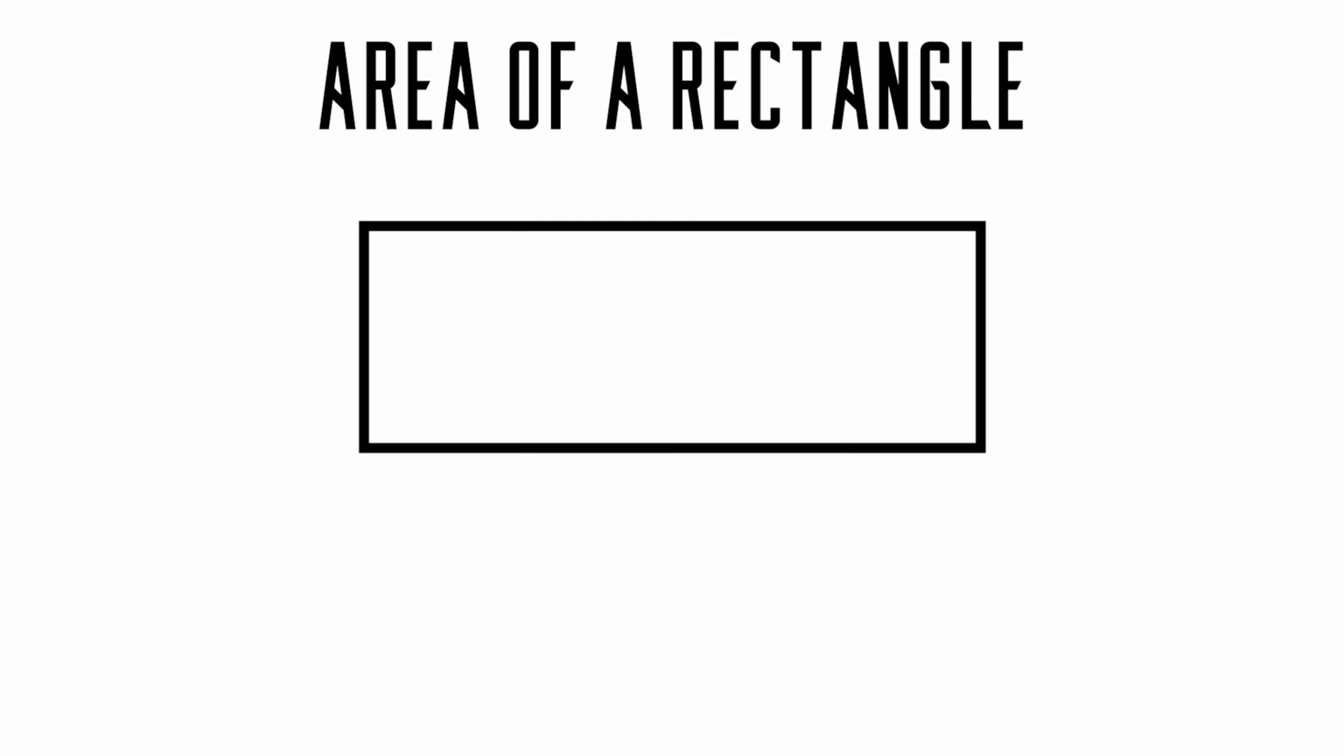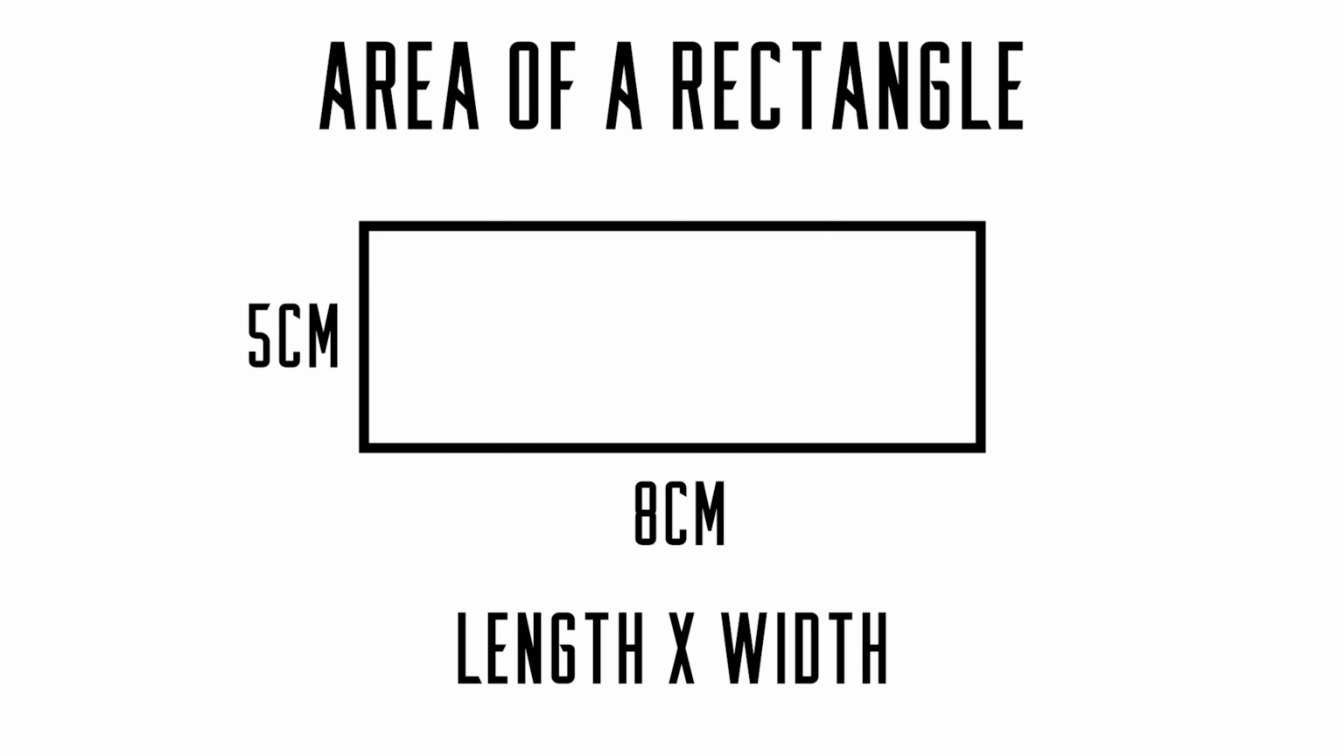If we now look at a rectangle with a length of 8 cm and a width of 5 cm, we will calculate the area of the rectangle in exactly the same way as we would with the square, length times width. And in this scenario, we would have 8 times 5, which gives us 40 cm squared.